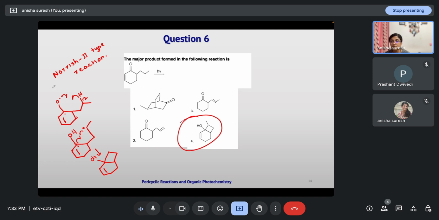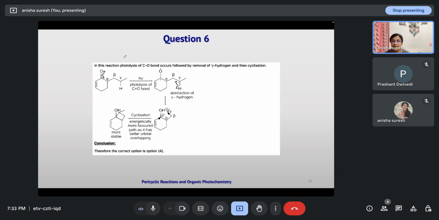So this is undergoing a Norrish type 2 reaction. Norrish 1 and Norrish 2 type reactions are important for the photochemical reactions of carbonyl compounds. So this is how it takes place. In this reaction, photolysis of the C=O bond occurs, followed by removal of the gamma hydrogen and then cyclization.